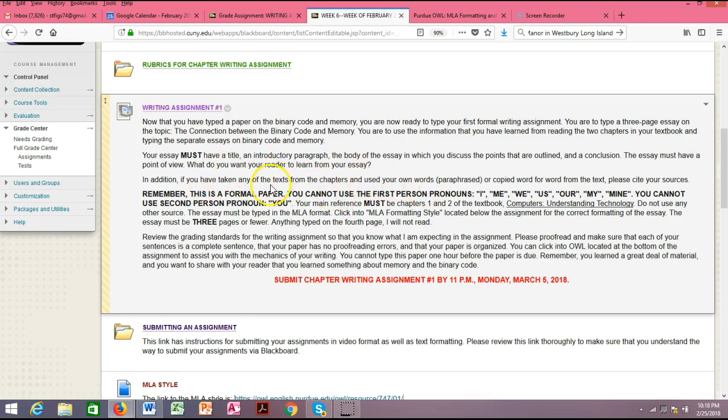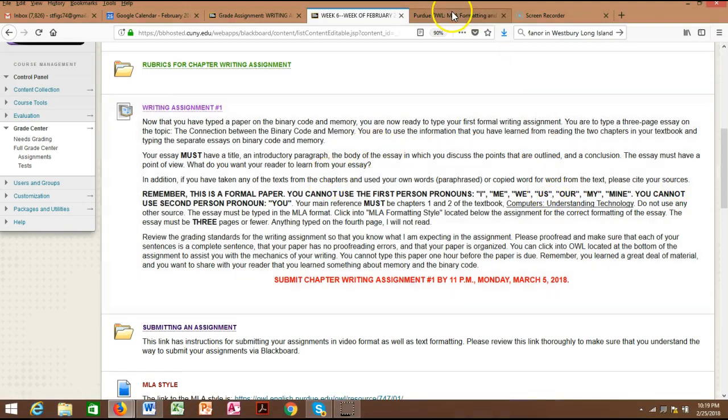If you have taken any text, which you did in writing assignment 1A and 1B, I didn't take points off of that at all. I did not even expect you to use quotes or paraphrase, or cite your references, but this is your first formal paper, and you will have to cite your source. What do we mean by paraphrase? If you have taken any of the text from the chapters and used your own words, that's paraphrasing. Or if you copied word for word from the text, please cite your source. That is extremely important. If you don't, then we're calling that plagiarism. And I'm going to get to that in a minute.